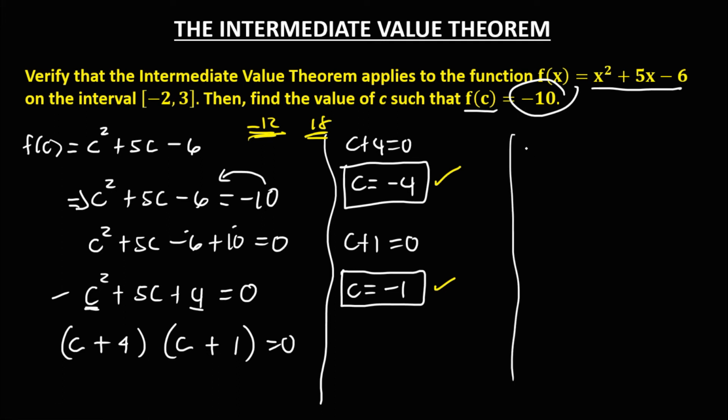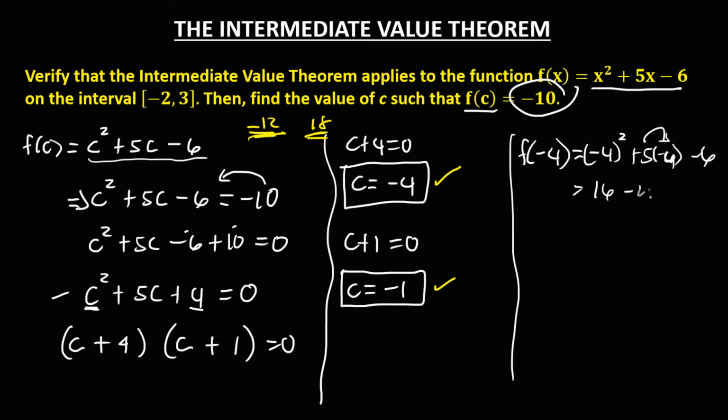So to check, if c is negative 4, from this equation we have negative 4 squared plus 5 times negative 4, then minus 6. So negative 4 squared is positive 16, and 5 times negative 4 is negative 20, then minus 6. So we have 16 minus 20, that's negative 4. Negative 4 minus 6 is negative 10. So f of c is negative 10 if c is equal to negative 4.